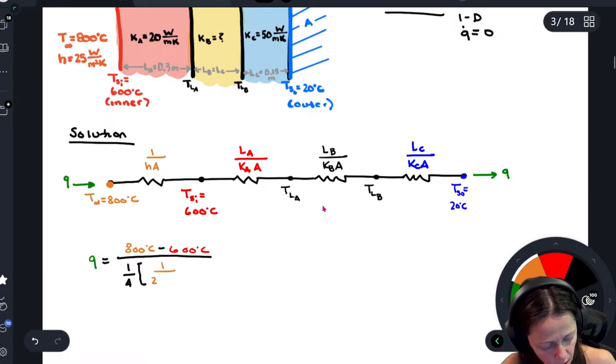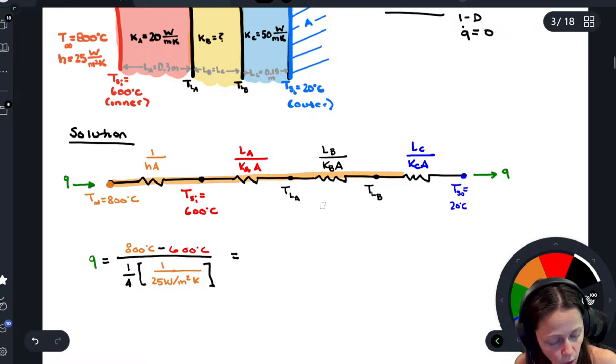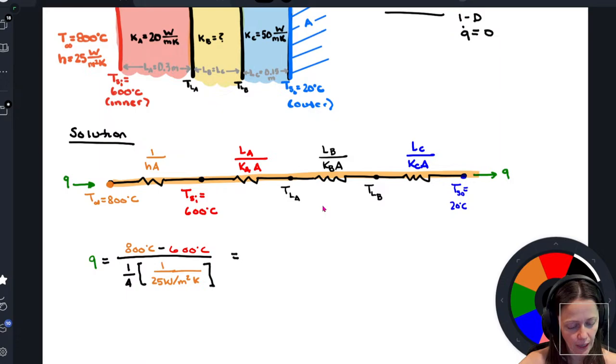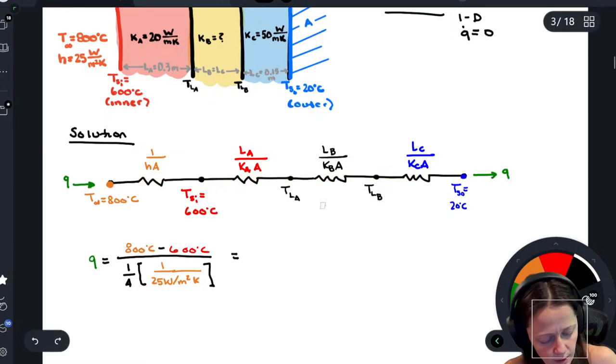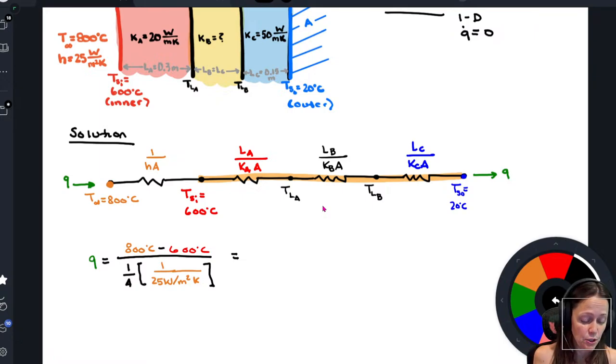1 over H, which is 25 watts per meter squared Kelvin. Perfect. All right. And then I can also define that Q between this whole thing, between the other two nodes that I know. Or, you know what? Maybe I define it between these two or these three. In fact, I think I'm going to do that because that just makes my equation a little bit shorter.